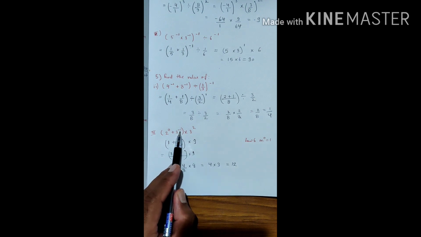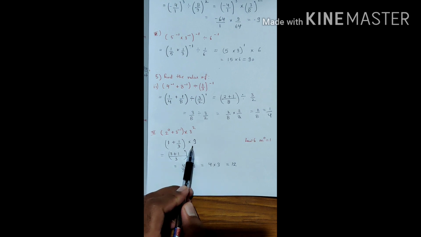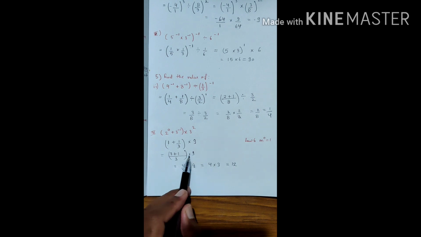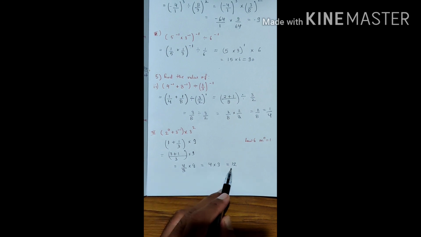Since it has a negative power, we'll reciprocal this. 3 square will become 9. We'll again take the LCM. After taking the LCM, this will become 3 plus 1 divided by 3, into 9. 3 plus 1 is 4. 4 by 3 into 9. So we'll cancel out. So 4 into 3 is 12.